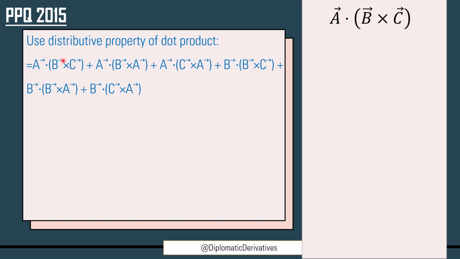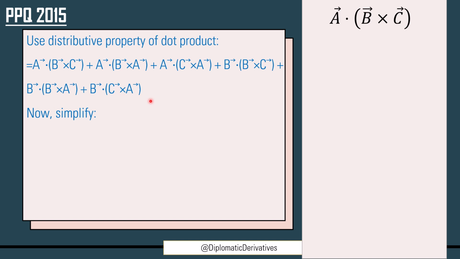So a with the next element, plus a with the other element, plus a with the last element, right? Because inside the square bracket you had 3 elements: b cross c plus b cross a plus c cross a. So a with the first one, a with the second one, then a with the third one, plus b with the first one, b with the second one, and b with the third one. Okay, now you're just going to simplify.